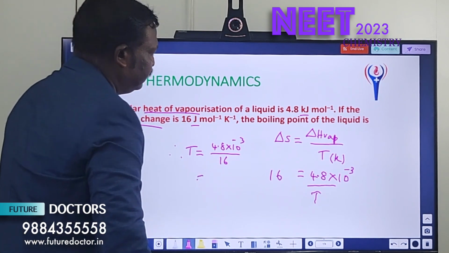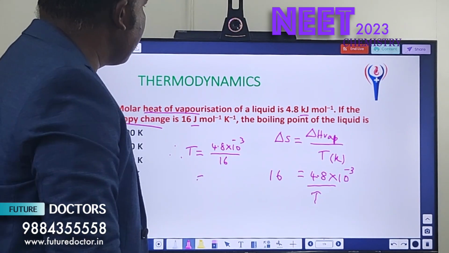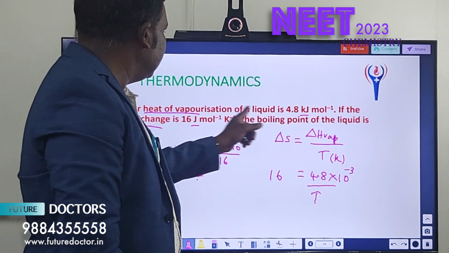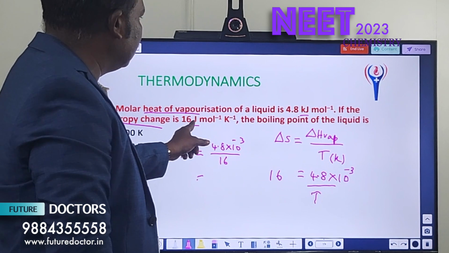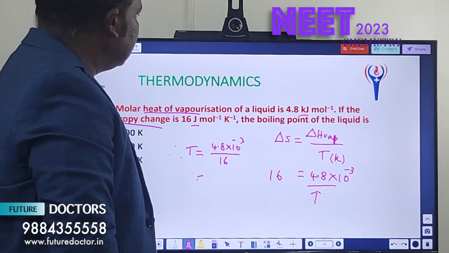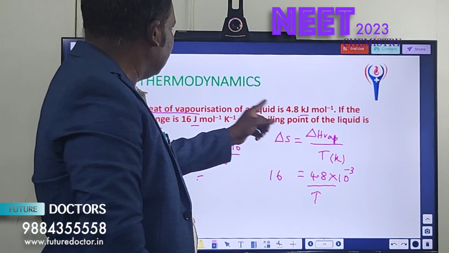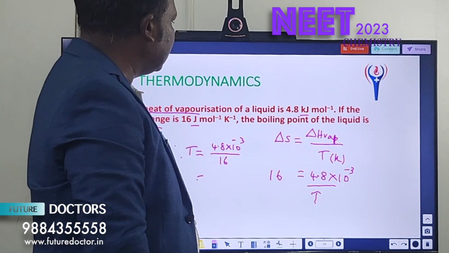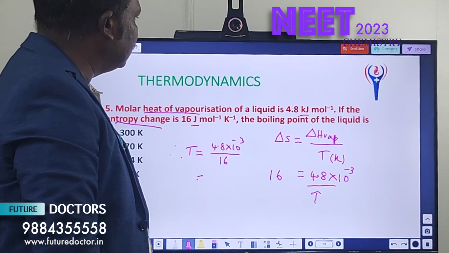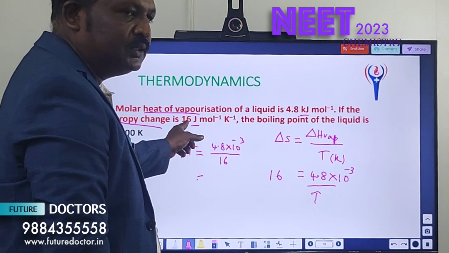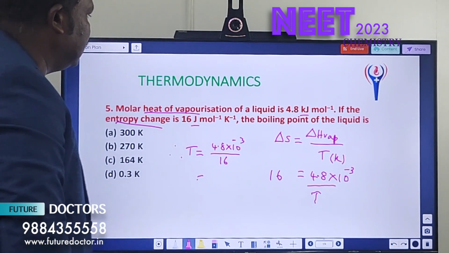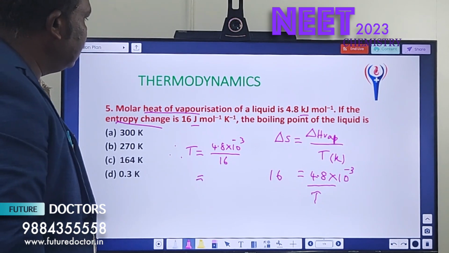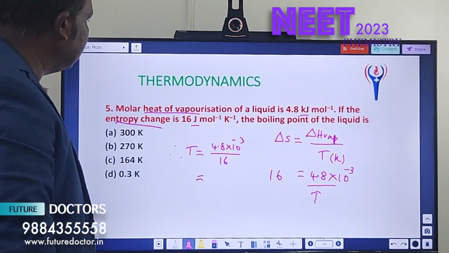Understood? See the unit: 4.8 kilojoule, and this is only joule. So here, bigger unit into smaller unit, so we have to multiply. 4.8 kilojoule per mole. Here entropy change is 16 joule per mole. The unit only we have to check correctly, then only we can get the answers correctly. Now see 4.8 into 10 power minus 3 by 16.